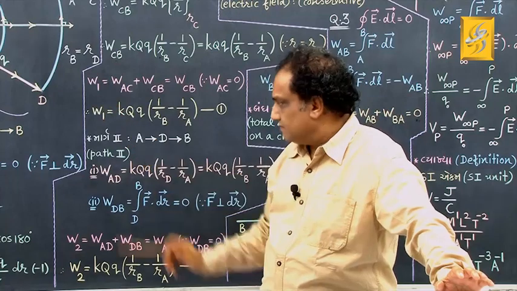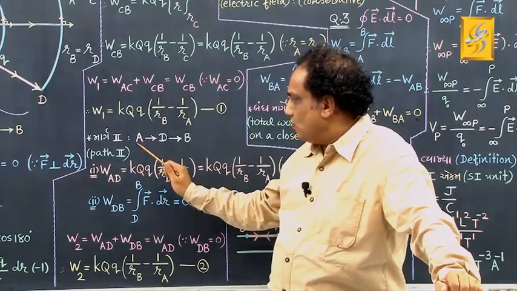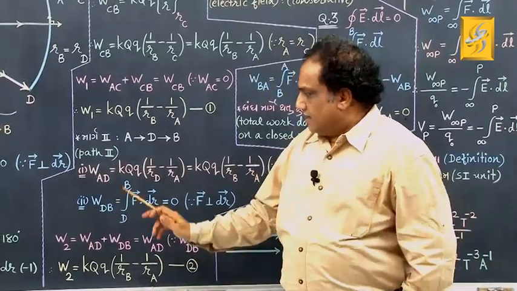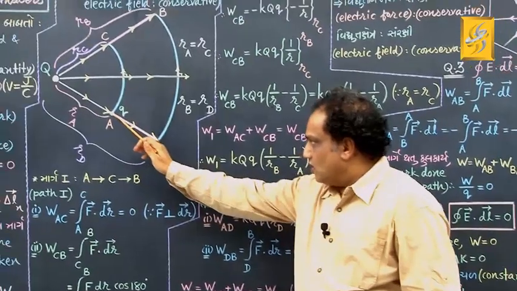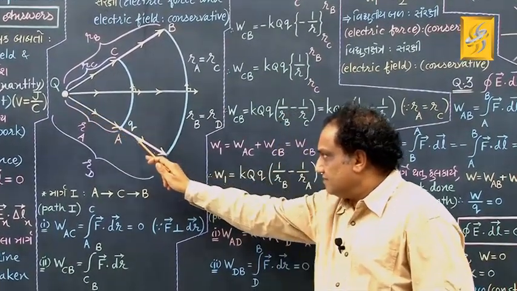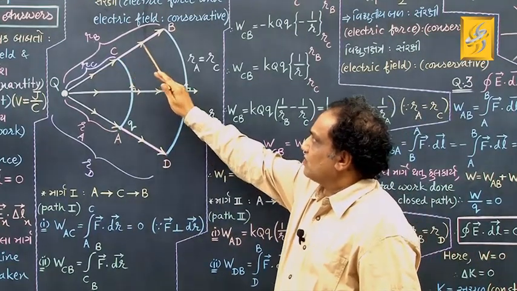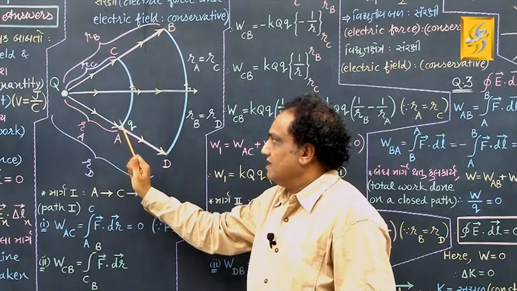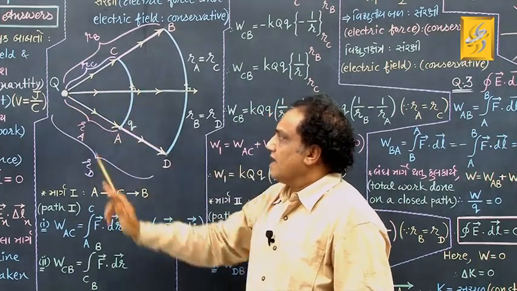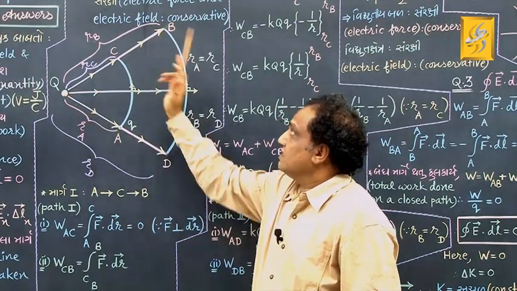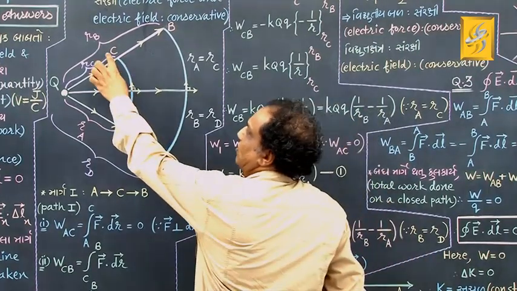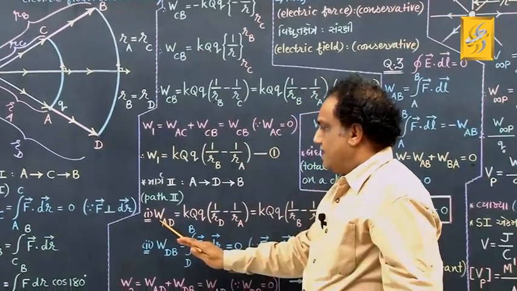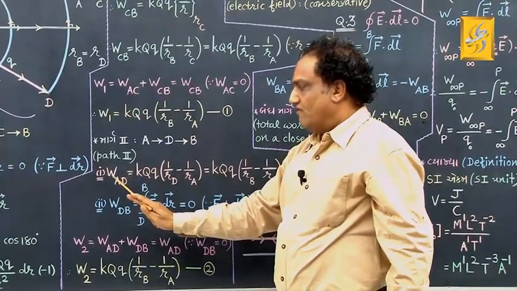Correct? Now we go for path number 2, from A to D to B. First of all, let us find WAD. Now this part AD is parallel to this electric field line. Earlier this part CB was parallel to this electric field line. Correct? Moreover, whatever is this distance, same is this distance, and whatever is this distance, same is this distance. So I mean to say, whatever is the work done on the path from C to B, same is the work done on the path from A to D. So this WAD and WCB are the same.